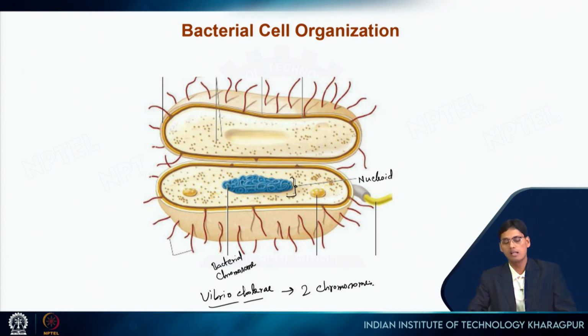Vibrio cholerae has 2 chromosomes. And now if you look inside the cell, we have the cytoplasm, and now look at this. In the cytoplasm, some kind of granular structures are there, a little bit bigger in shape. This is some kind of inclusion.